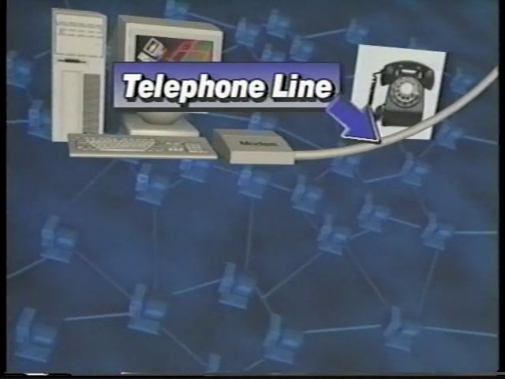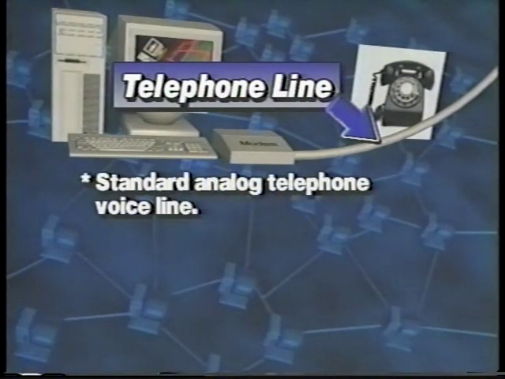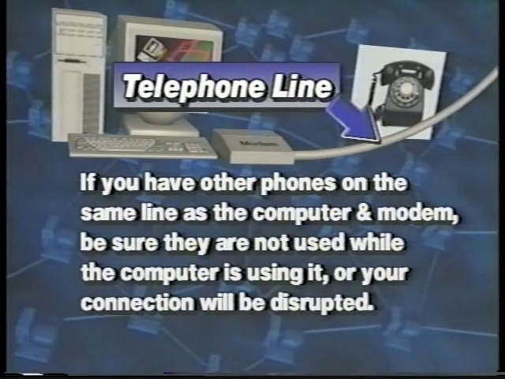Our next item is a telephone line. This will give us the communication path into an internet access point. Suzanne is using a standard analog telephone voice line. If you happen to have any telephone extensions in the house, make sure nobody picks up another receiver while our computer is using it, or your connection will be seriously disrupted.